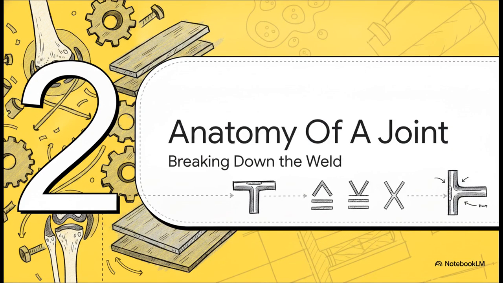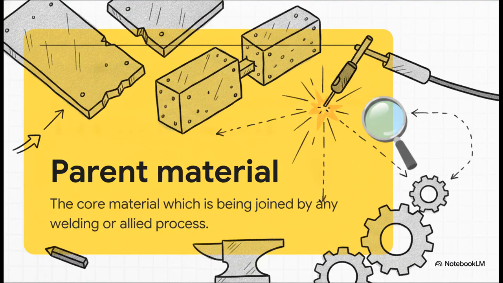Moving right along to Section 2, the anatomy of a joint, breaking down the weld. With those core concepts under our belts, let's get into the actual anatomy of a joint. We are going to treat these ISO definitions almost like a biological dissection, picking apart every single piece that makes up the whole. Starting our rapid-fire breakdown, we have the parent material. This is literally the foundation of our joint. It's your original workpiece, the core structural element, just waiting to be joined. Basically, everything else we do from here on out acts directly upon this parent material.